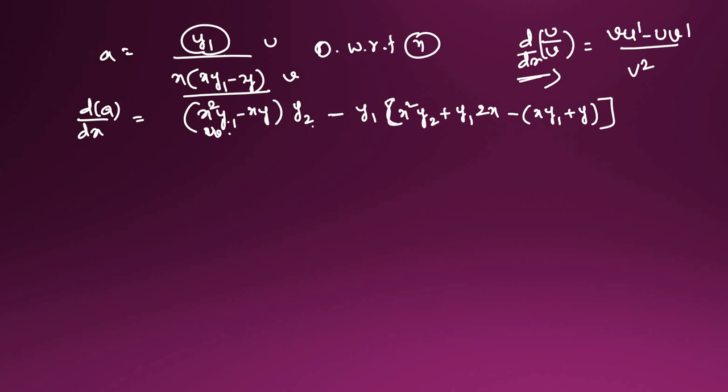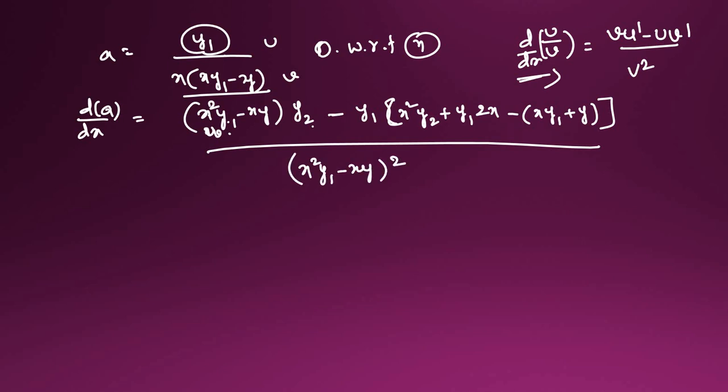So in this area, y1 into, okay. Now divided by v square. V square is equal to x square y1 minus xy, whole square, will come here. This will be there. Here xy, this is x square y1. So this will come here.